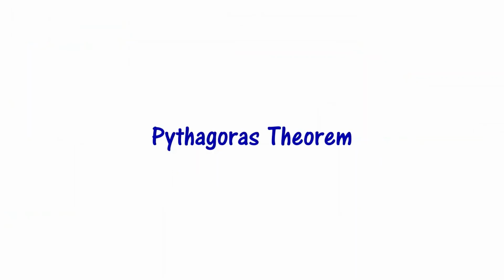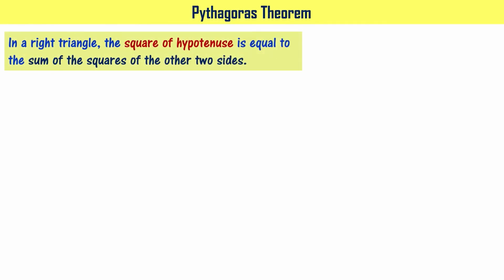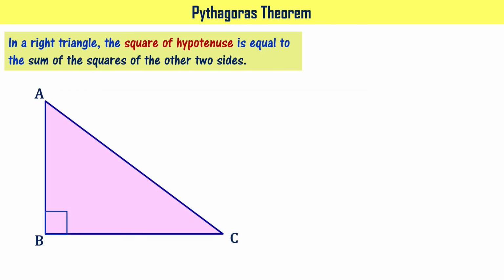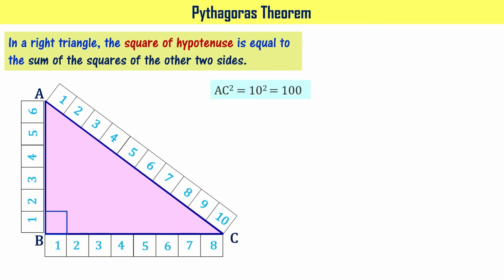Let us now learn about the Pythagoras theorem and its converse. Pythagoras theorem is stated as follows. In a right triangle, the square of the hypotenuse is equal to the sum of the squares of the other two sides. Let us understand this. Let me consider a right triangle, triangle ABC as shown here, and take measures of side lengths. As you see here, AB is 6 units, BC is 8 units, and AC is 10 units, right? In this particular case, AC is the hypotenuse. If I take the square of the hypotenuse, that is AC square, it is equal to 100.